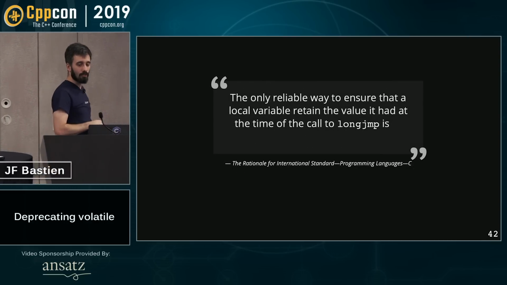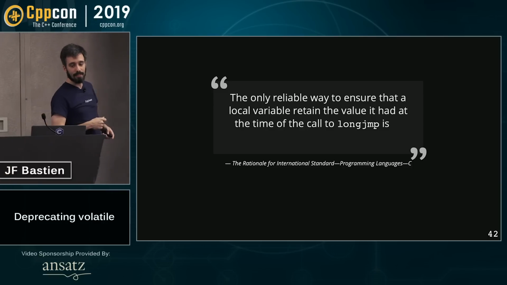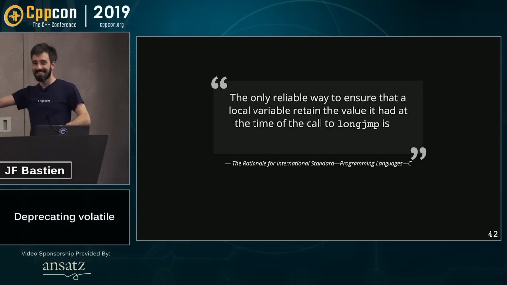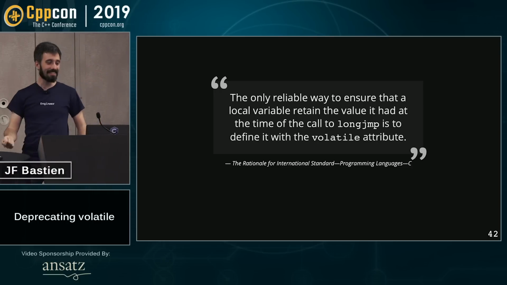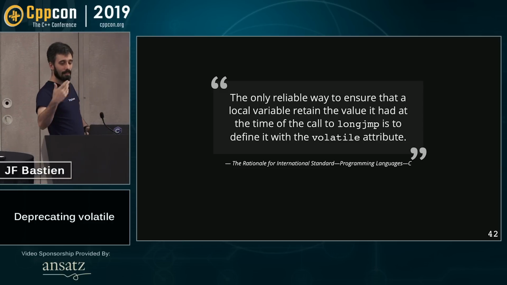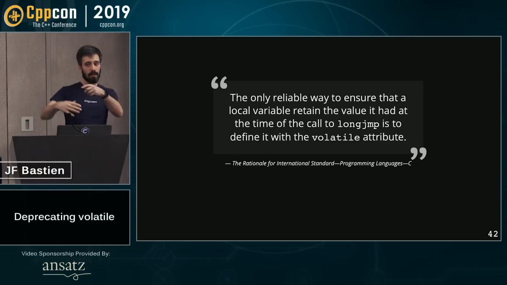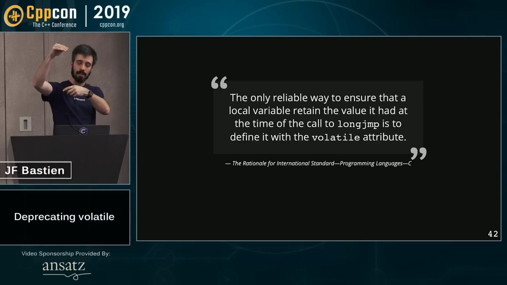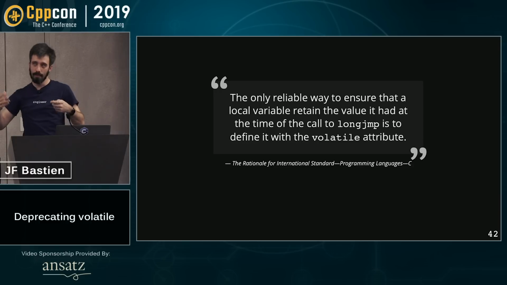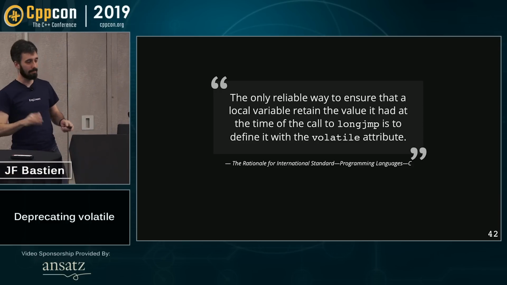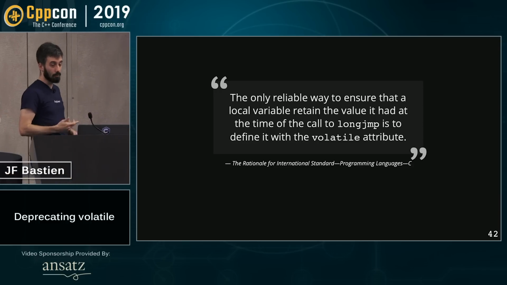The only reliable way to ensure that a local variable retains the value it had at the time of the call to longjmp is volatile, not pray, volatile. So longjmp is weird because it can return twice, right? And so if you have a variable that's not volatile and then you have longjmp, you kind of want that variable to stay, to keep its value. And the compiler could effectively try to figure it out. But what you really want to do is slap volatile on there. It's great. Or not use longjmp.